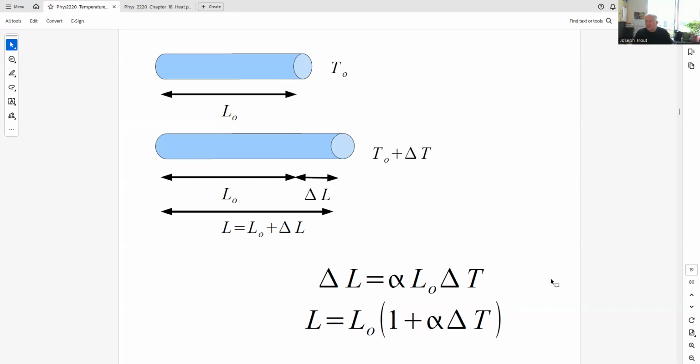So we can solve for the new length. It's equal to the old length times, open parentheses, 1 plus alpha delta T, where we look up alpha in the table for the different values, for the different materials.